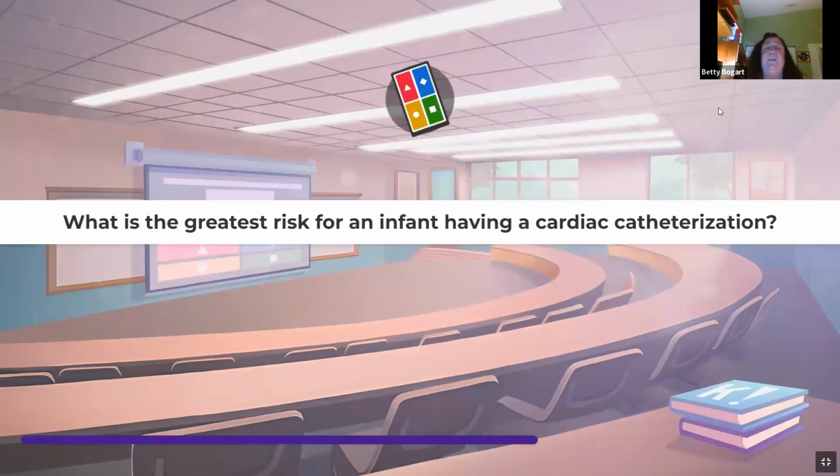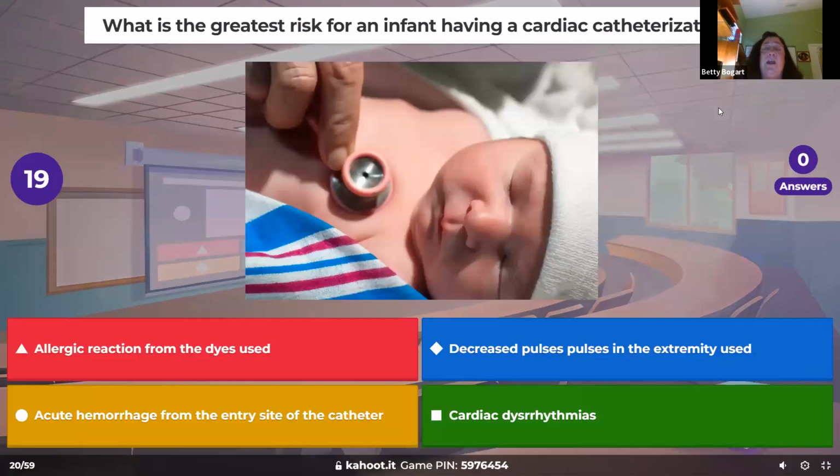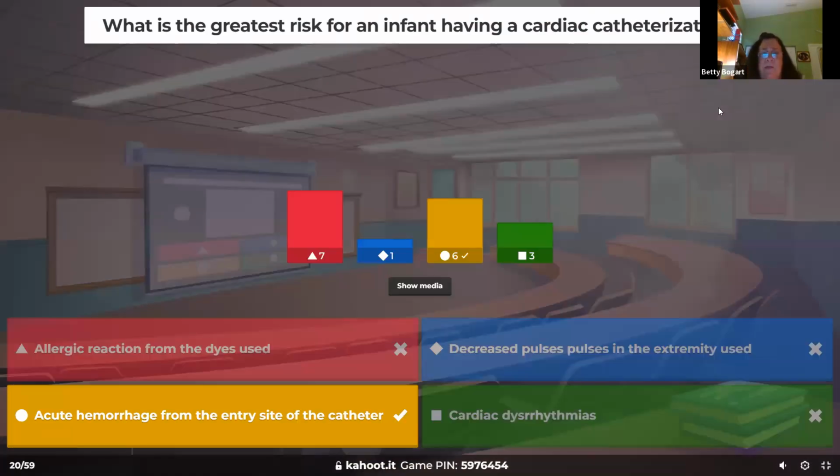What is the greatest risk for an infant having a cardiac catheterization? Now, when you suspect a child for a cardiac problem and we do an echocardiogram right after they're admitted to the hospital, you see a problem, be prepared. This child will be going for a cardiac catheterization. We want to find out what's going on there. The biggest thing is all about bleeding.